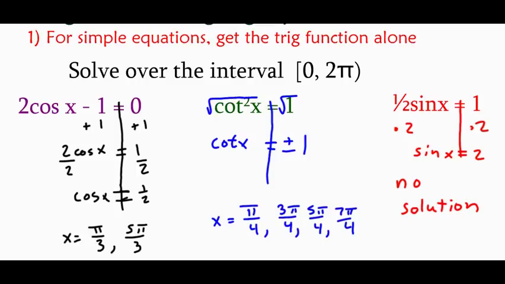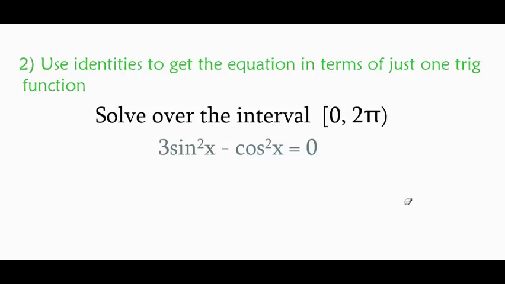Let's take a look at the next tip. So when appropriate, use identities to get just one trig function. Now the example below is going to illustrate what I'm talking about. So here I have a more complex trig function, and I see that I have multiple trig ratios. I have a sine, I have a cosine. What I'm going to try and do is get this all in terms of one trig ratio. Now it doesn't matter if I get it all in terms of sine or in terms of cosine.